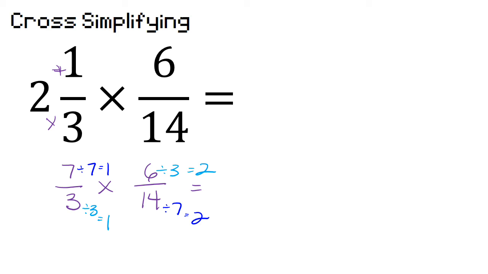When we rewrite these two fractions now, we can rewrite these as 1/1 times 2/2. And we can even simplify 2/2 now, so we have 1/1 times 1/1. You can see there are benefits to cross-simplifying, because if we didn't, we would end up going through the steps of multiplication and then having to simplify at the end.